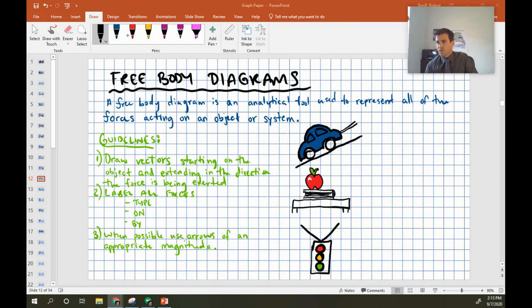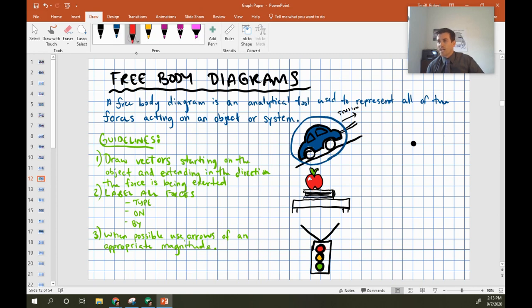So for this first one, I have 3 examples. First one, I have this car that's going down, not going down a hill, sorry. It's being pulled up the hill by a rope. This is really the same one that we did for our force identification. And in fact, I'm going to draw that circle around my object again.